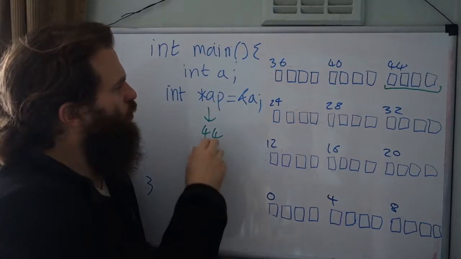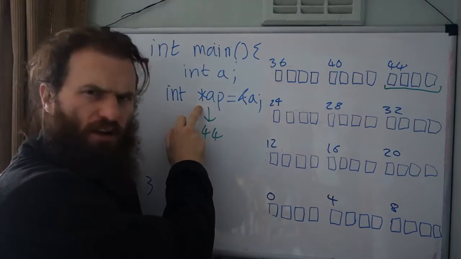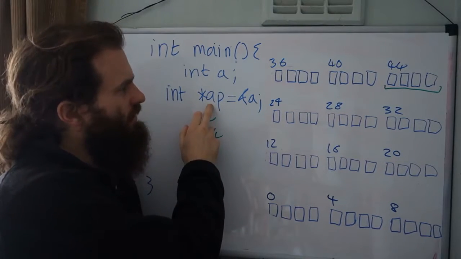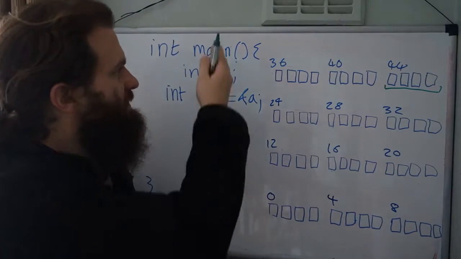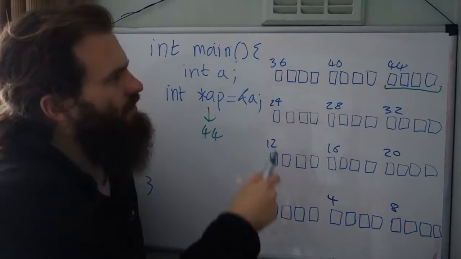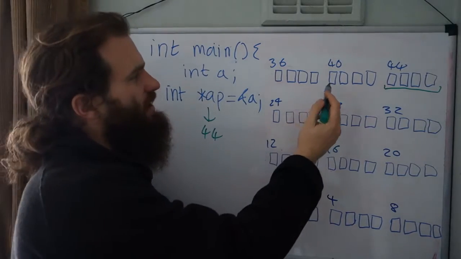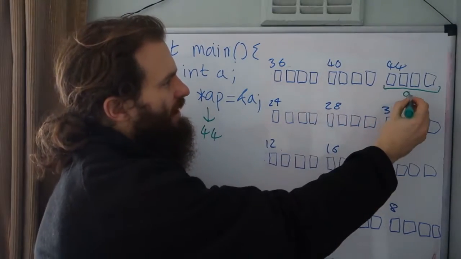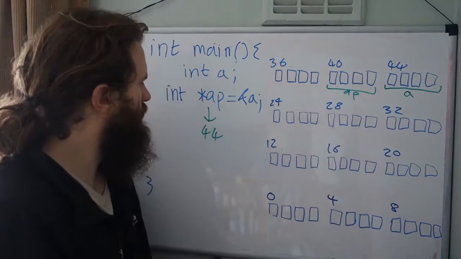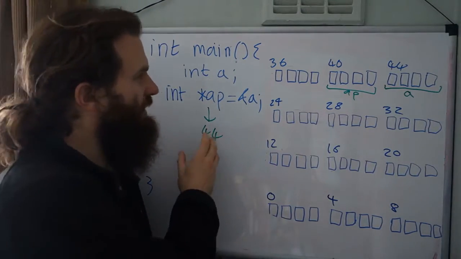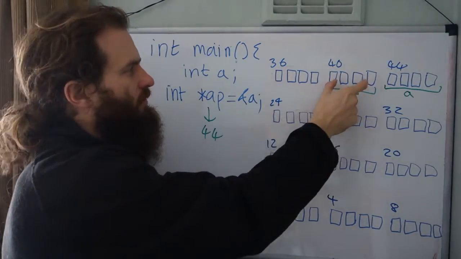Now, we've just created another variable, right, called AP. So where is AP? Well, because in this case it's going to be on the stack frame for the main function, it's actually going to be here. So this is A, and our AP is actually going to be here. And it will have the value 44 in it.